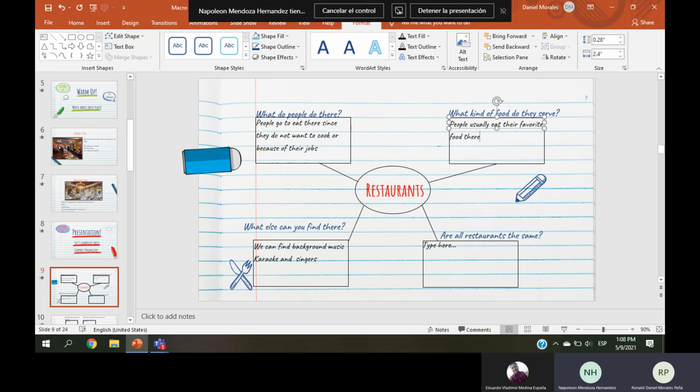Continue, teacher. Wait, but what kind of food do they serve there? I mean, what can you tell me? Do they only serve one kind, or do they serve all different types of food? I mean, like fast food, Mexican food, Chinese food, or things like that. Do they serve different types of food, right? Not all. They differ from each other.